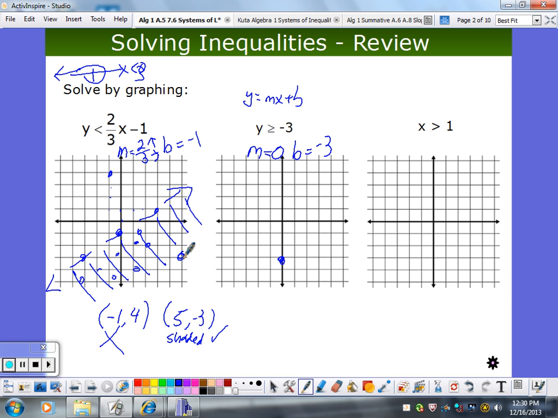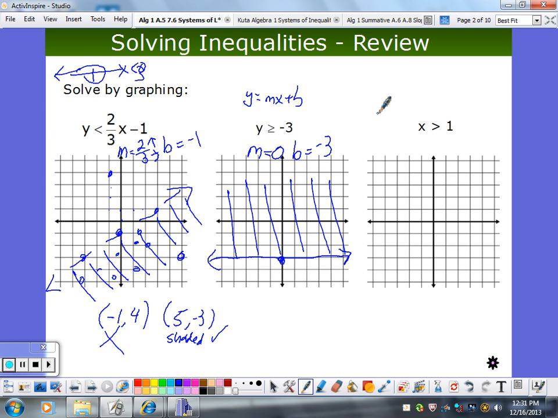And solid or dashed? Solid, because if you pick an x, a y on here, it's -3. Is -3 bigger than or equal to -3? Yes, because it's equal. Now, where are they bigger? On top, above. Aren't all the y's up here bigger than -3? Yes.